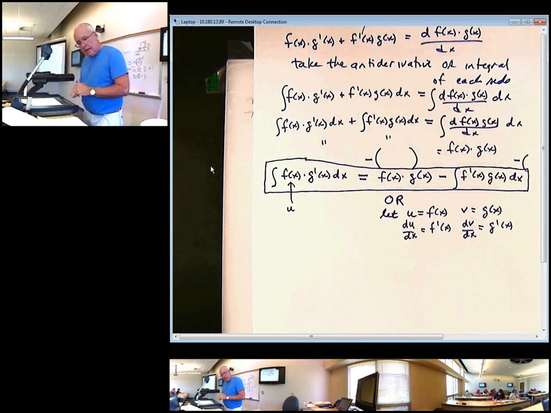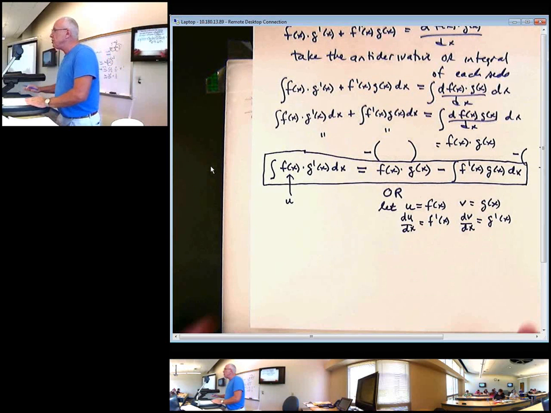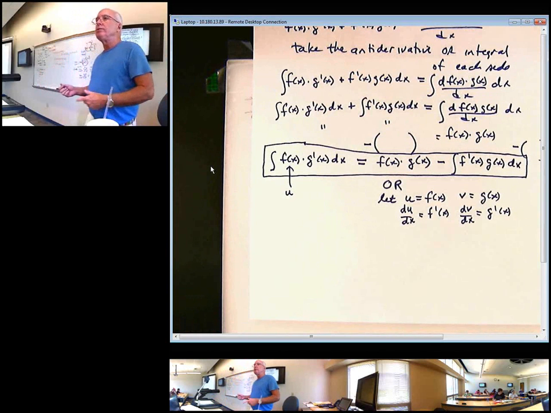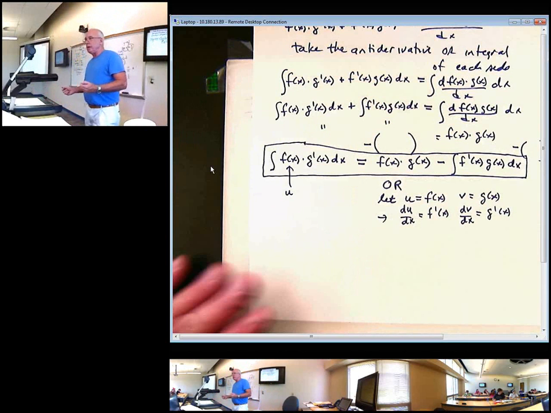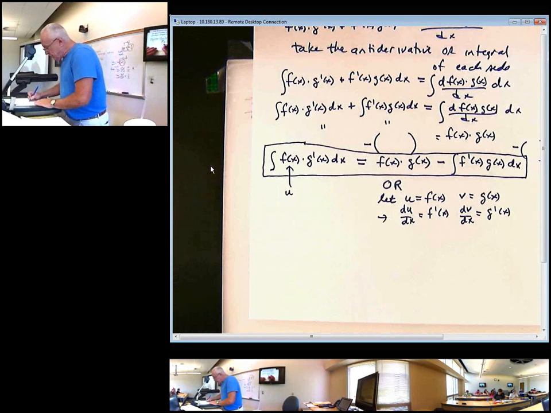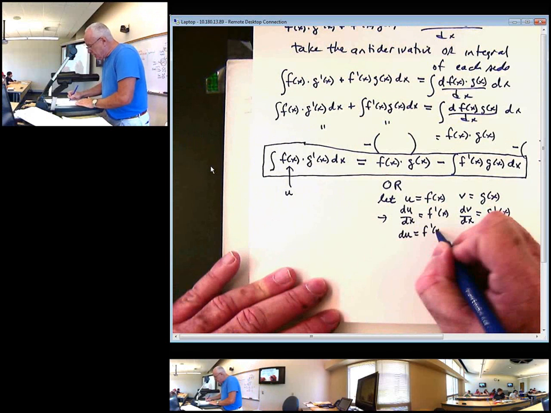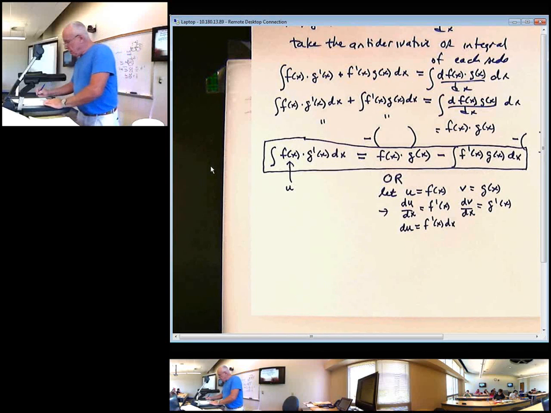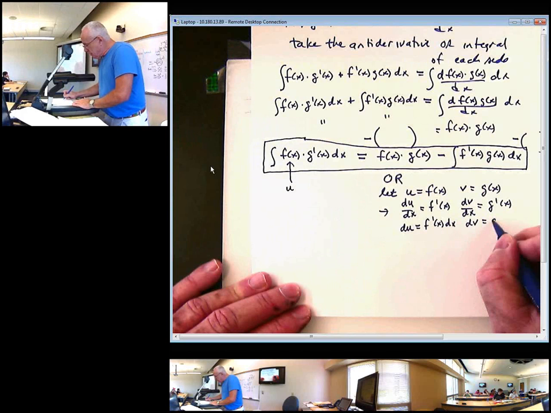Okay. Now I'm going to do something that we can do in calculus. I don't know how much of this you saw in first semester calculus, but you can actually multiply both sides of these two equations by the dx. So this becomes du equals f prime of x times dx. You might have seen this when you looked at the substitution rule. And over here, dv is equal to g prime of x times dx.